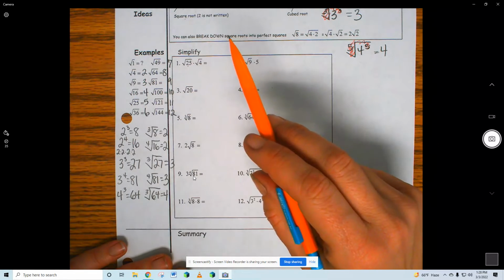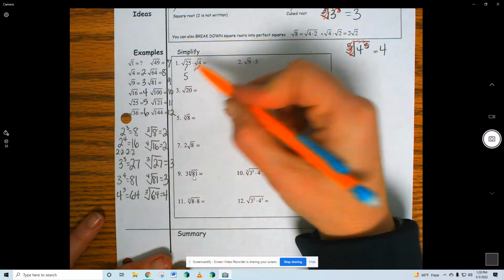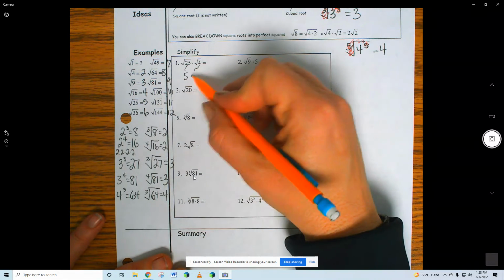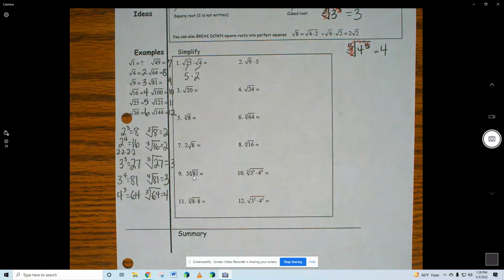Well, the square root of 25 is just 5. What's the square root of 4? 2. Remember, they come out of the square root. So they're no longer underneath the square root. It comes out. This is just a 10. Not square root of 10, just the whole number 10.